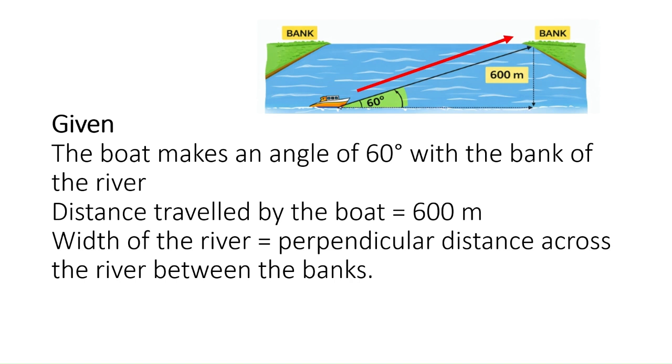Let us imagine the same situation in the form of a figure. What is given here? The boat is making an angle of 60 degrees with the bank of the river. Say suppose there are two banks, and starting from one point of the bank, the boat is making a 60 degrees angle with the bank of the river. The distance traveled by the boat is 600 meters, from here to there, right? So we need to find out the width of the river. Width of the river is nothing but the perpendicular distance across the river between the two banks, right?